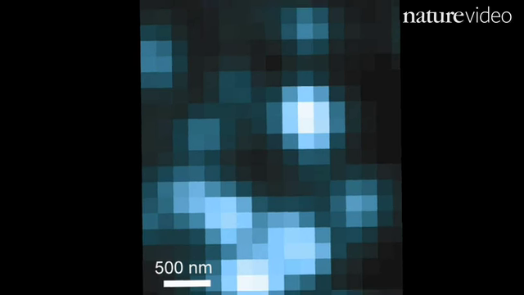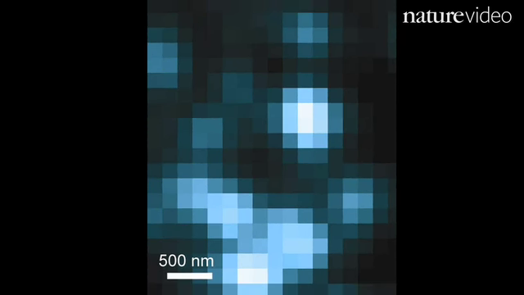Now, it turns out that molecules are about 3 nanometers in size. So the problem is, if you want to look at individual molecules, all you will see with diffraction-limited imaging is big blobs of about 200 nanometer, blurry spots.